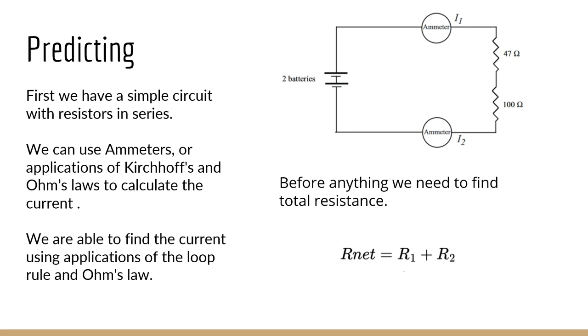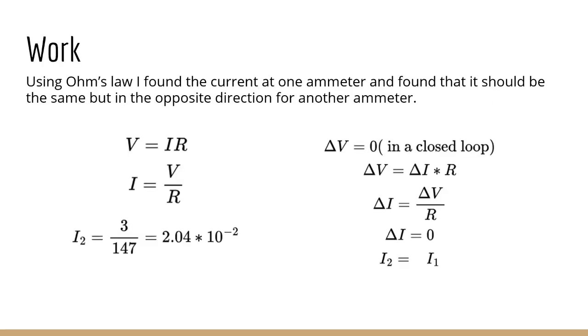So when calculating the current at different points throughout a circuit, the first thing we want to do is find the net resistance. And because these resistors are in series, we can simply add them together. So our net resistance would be 100 plus 47, or 147. Using Ohm's law, I found the current at one ammeter using just I equals V over R, and found that the voltage was 3 volts like I previously mentioned, and we have the net resistance, which I found to be 147. So the current at one of the ammeters would be 2.04 times 10 to the negative 2.